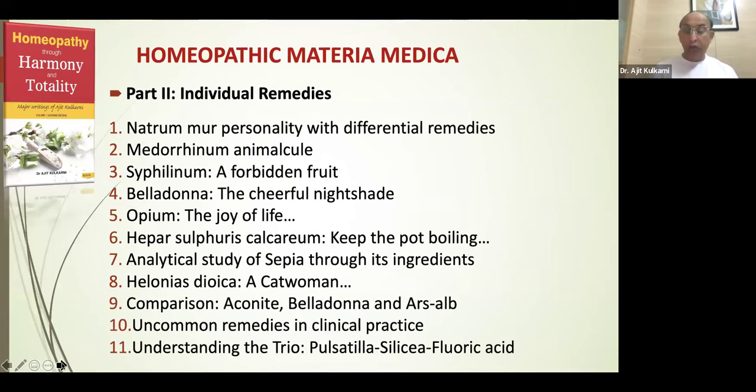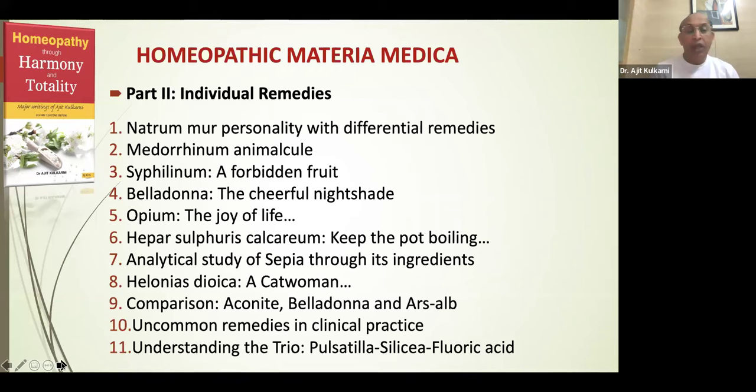Then we have individual remedies in part 2. You know, we are addicted to overuse of sulfur and natrum mur. One of my students from Europe told me that, sir, I'm addicted to natrum mur. How can I come out of this? So we tried our best to deal with the situation through this chapter.